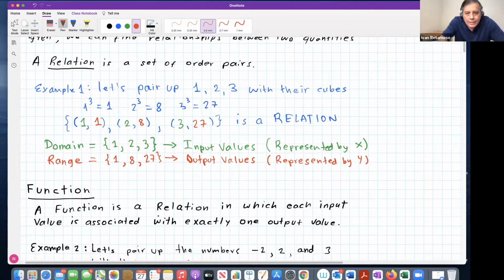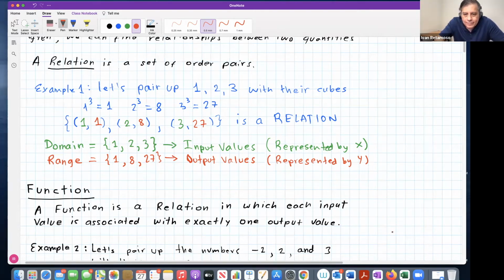A function is a relation in which each input value is associated with exactly one output value, a single output value for each input value, right? And you may say, Professor, what is the usefulness of this? Well, think about it. Think about time and think about location. Isn't it true that at a given time, you can be only at a single place? So if I'm thinking of pairing up time with location, a function would be useful, right?